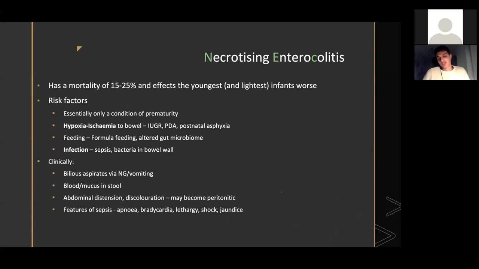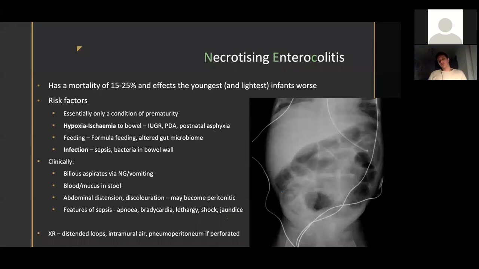Features of sepsis on the side, you also want to look at systemic things: apnea, bradycardia, fevers. I mean, these all vary in the premature neonate, so I wouldn't worry too much about that. On an x-ray, you're going to get these features: distended loops of bowel, intramural air, and sometimes pneumoperitoneum if they've perforated, all right?